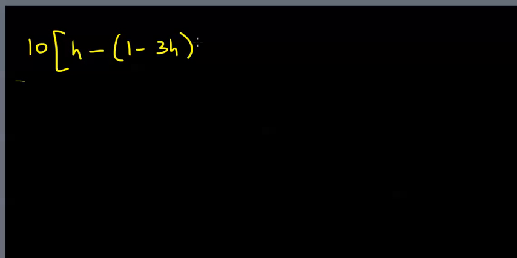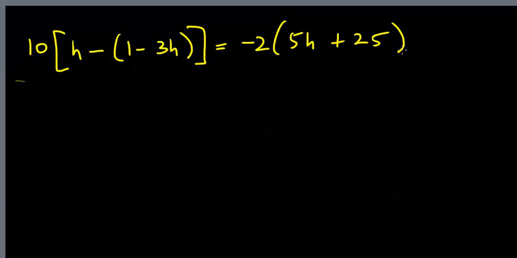Alright, here we go. Let's do another one somewhat similar to the one we did before. 1 minus 3h equals minus 2 times 5h plus 25.